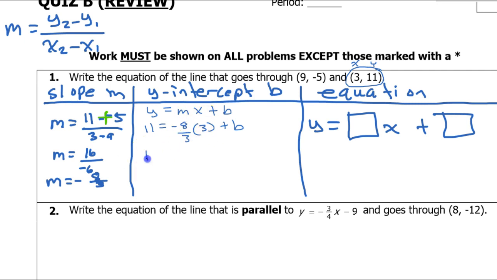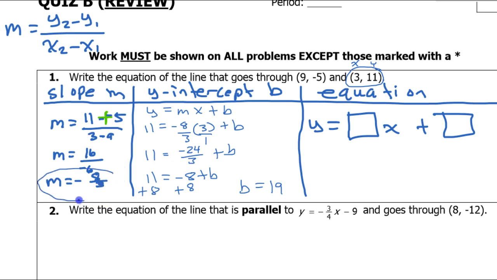So I know it's going to be negative 8. But you might have said to yourself negative 24 over 3, because it's like 3 over 1, and you multiply straight across. So either way you look at it, you get 11 is equal to negative 8 plus b. And then you have to add 8 to both sides, and that's going to give you b is equal to 19. So we found the slope is negative 8 over 3, so that's going to go right here. And the y-intercept b is 19, so that goes right here. So that tells me that the overall answer is y equals negative 8 over 3 x plus 19.